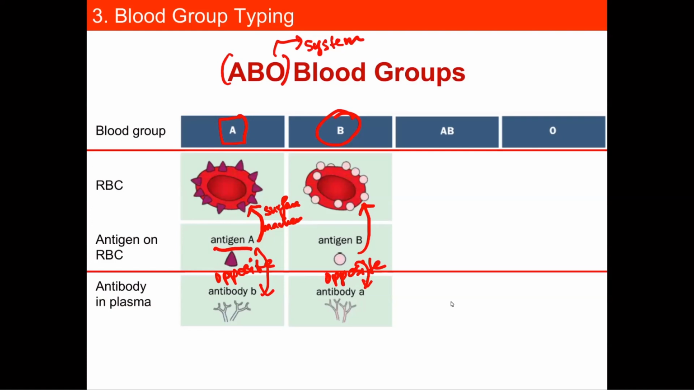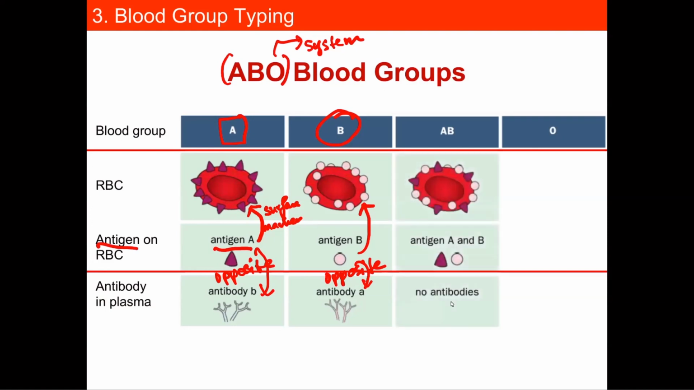Now, you should be able to guess it again for blood group AB. The antigens that I can find on my red blood cell, if it's AB, means I can have both antigens A and B on my red blood cell. However, this is the interesting part. The antibodies for blood group AB, I do not have any antibodies whatsoever. And there's a reason for this, which we will go through later on.